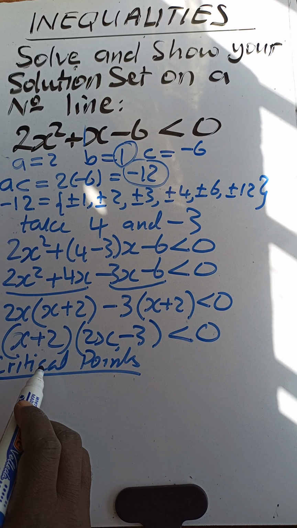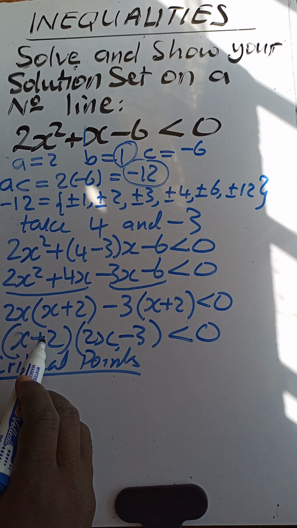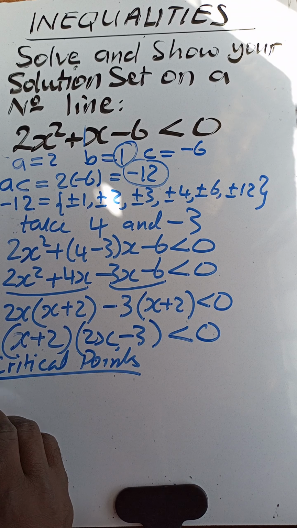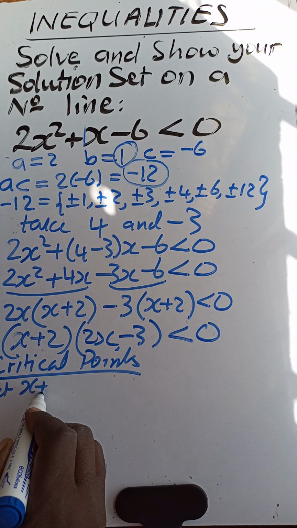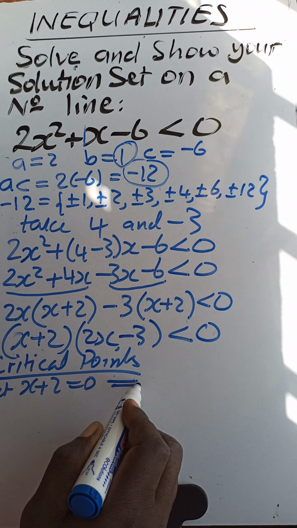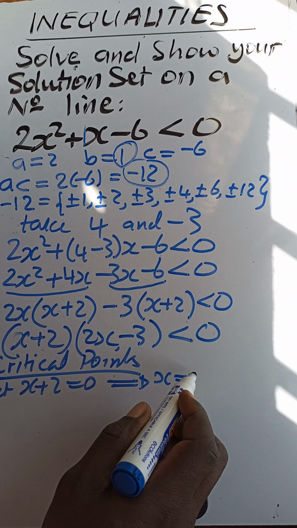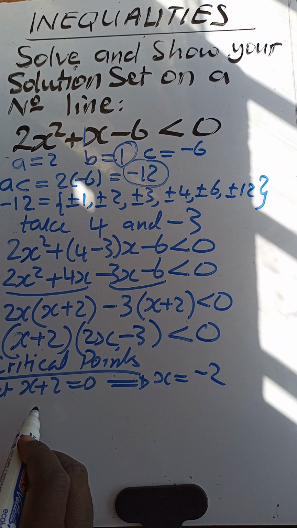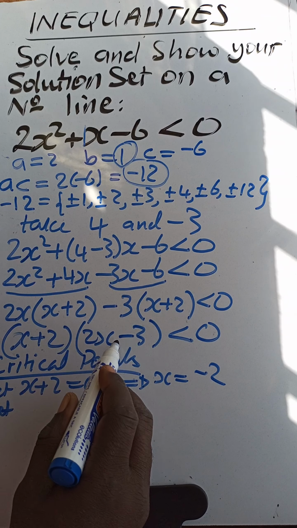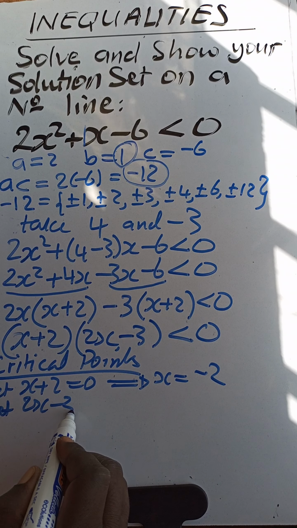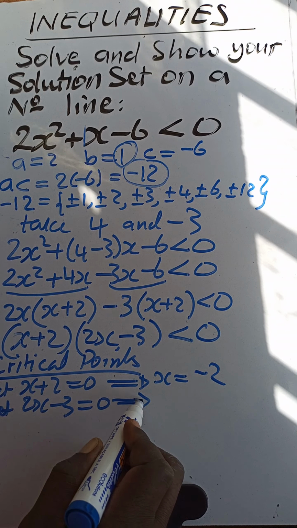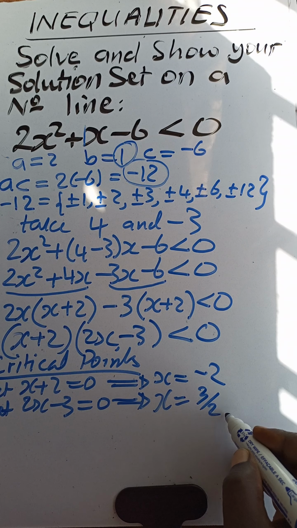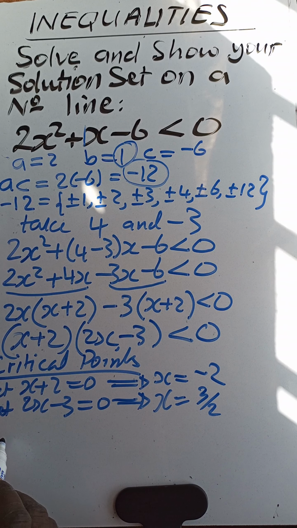The critical points are gotten when we set this equal to 0 and solve for x, and set this equal to 0 and solve for x. So we set x plus 2 equal to 0. That means the first critical point is negative 2. We'll carry this positive 2 to the right hand side. And we'll also set 2x minus 3 equal to 0. That means the next critical point will be 3 over 2. Now we'll go on the number line.